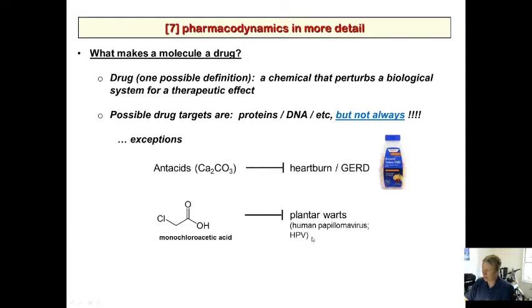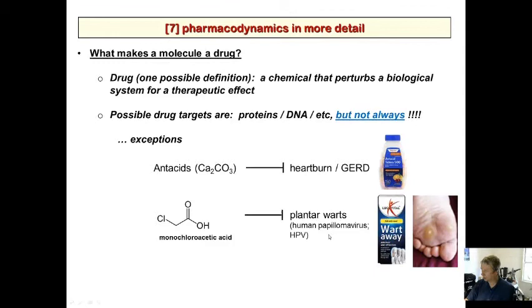I actually had this one time, probably 10 years ago, from going to the gym. I think I took my flip-flops off for a second and got it at the gym. So when you're at the gym, you should wear your flip-flops, right? So there are chemicals or pharmaceuticals like monochloroacetic acid. That's what a plantar wart looks like. It's not fun. It's really hard to walk if you have a plantar wart.